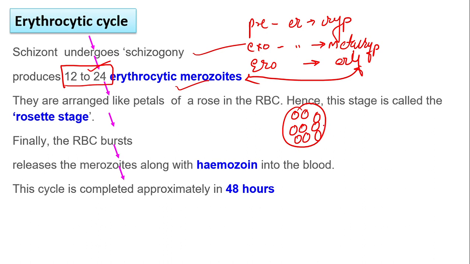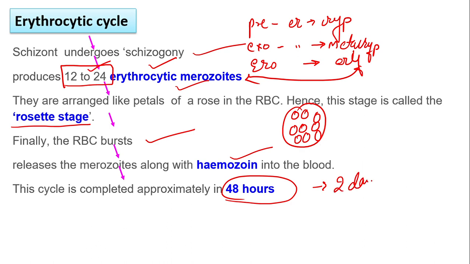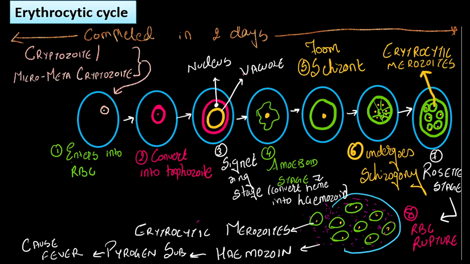like a petal of rose, so due to its appearance, we have given the name rosette stage, okay. Finally, RBC burst. When RBC bursts, what comes out? Hemozoin comes out. This release of hemozoin and also erythrocytic merozoite will come out, right? Now, this cycle gets completed in 48 hours. That means your 2 days. 2 days में आपकी erythrocytic cycle complete हो जाती है.